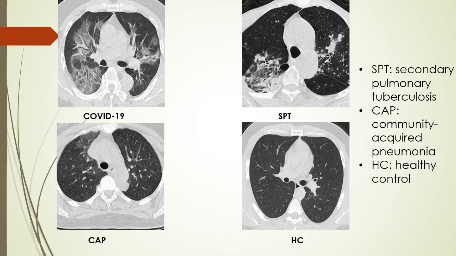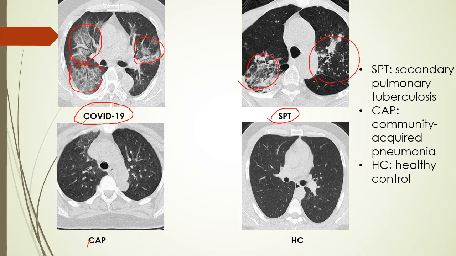Here are samples of the 4 categories. On the top left, we show COVID-19, and we can see the GGO areas here. On the top right, we can see the SPT, and again there are some chest lesions, which shows this is a secondary pulmonary tuberculosis.